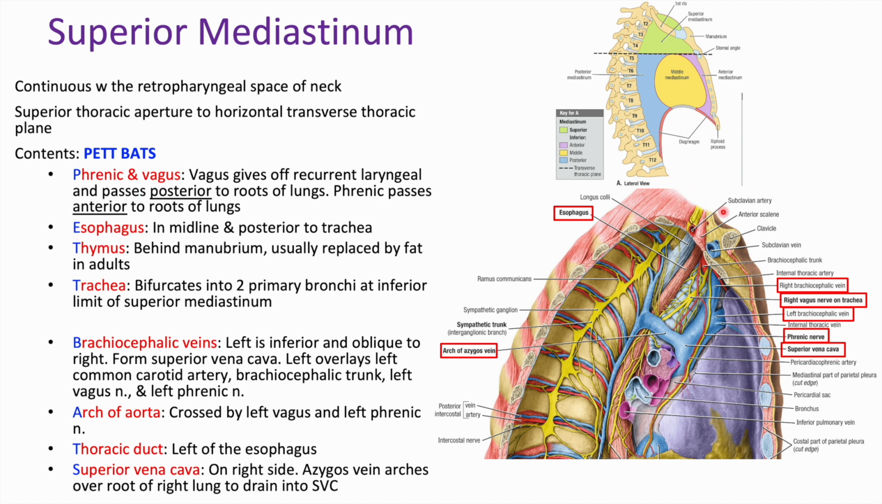The esophagus is also going to run through the space. You can see that muscle here. And it's going to run in the midline and posterior to the trachea.